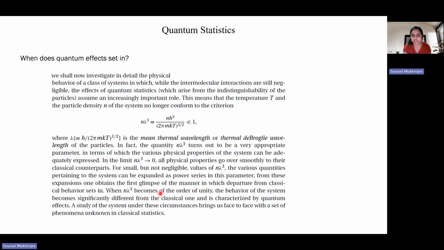When N lambda cube becomes of the order of unity, that means when it is no longer much smaller than 1 and tends towards 1, the behavior of the system becomes significantly different from the classical one, and it is characterized by quantum effects. So for any system, this term N lambda cube, where lambda is your mean thermal wavelength, allows you to quantify whether quantum effects are significant or not.